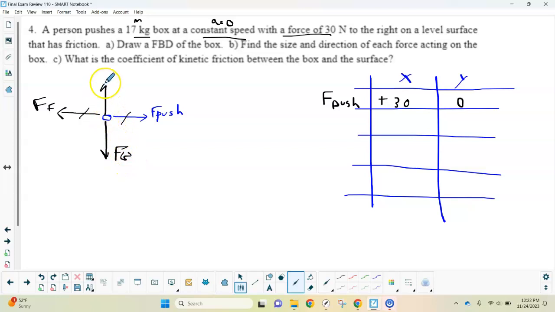The other forces that are acting, we got gravity, and then the normal force. And they are also going to balance in the vertical direction because the constant speed means the net force is 0. So if I go through all the forces, I got gravity, I got the normal force, I got the friction. We're adding all that to the push, and we're going to get the net force.